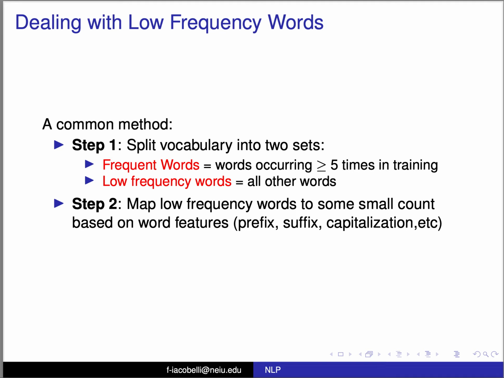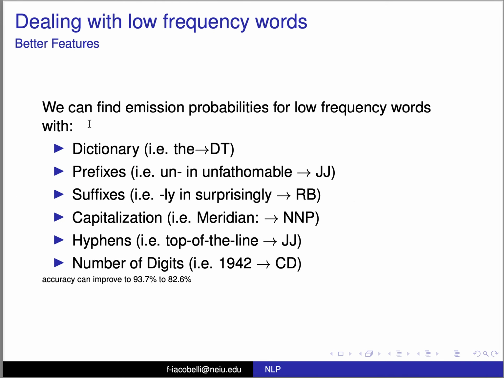We might find ways to deal with low frequency words. There are many ways. One is you can first determine which ones are low frequency words, say words that occur less than 5 times or less than 2 times, and then you can map them. Either you can find a dictionary that tells you what the tag of the word is.